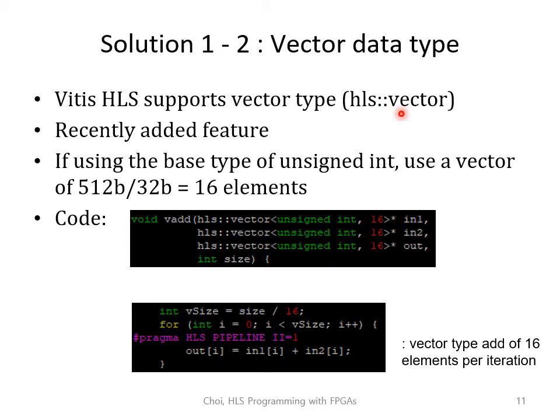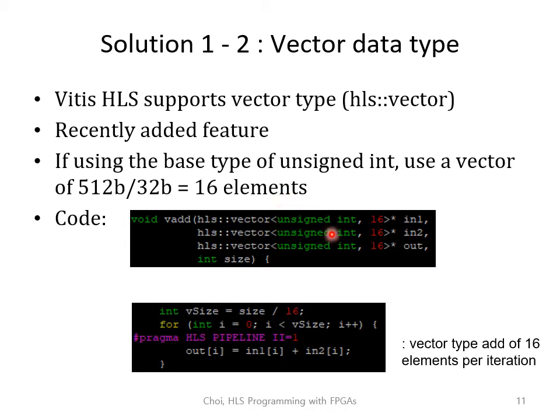But if you're going to use the vector type, you have to decide on the length of the vector. If the base type was unsigned int, you can set the vector length to be 512 bits divided by 32 bits, so the vector length of 16 elements. But if the base type was short, it'll be 512 bits divided by 16 bits, so a vector of 32 elements. Okay. The code would look like this.